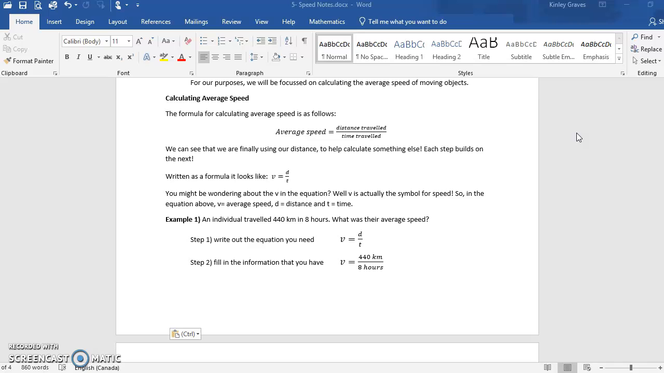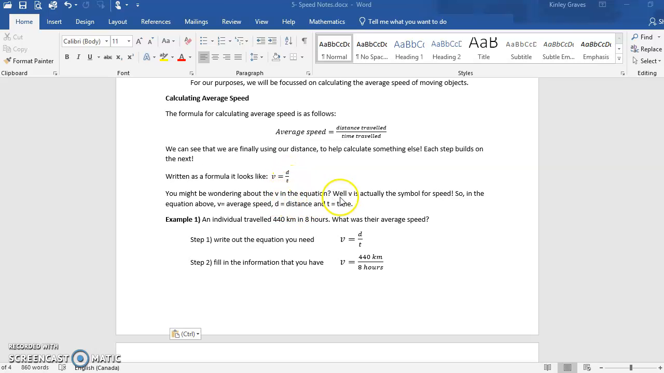If you want to calculate the average speed of something, we have a handy little formula here. Our average speed is equal to the distance traveled divided by the time traveled, okay? So we're looking at our distance divided by time. Our formula looks like this: V is equal to D divided by T.